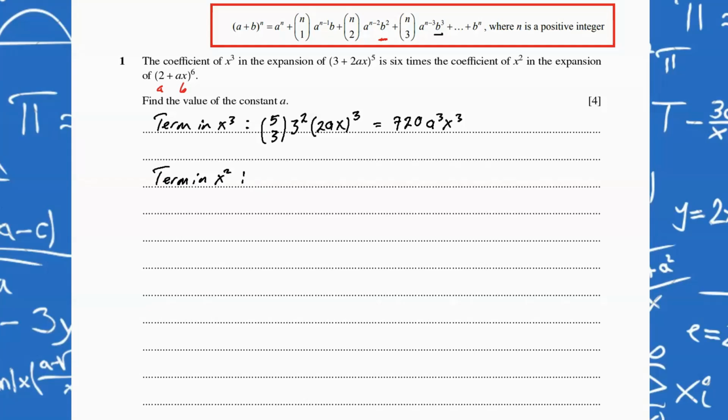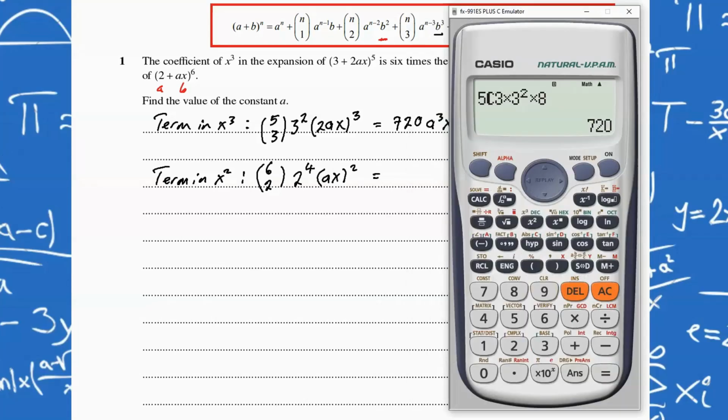So that's n choose 2, where in this particular case that's going to be 6 choose 2, and it's a to the n minus 2. A is 2, so that's 2 to the 6 minus 2, so that's 2 to the power 4, and that's of b squared, which is (ax) squared. Let's simplify this. So we're saying that 6 choose 2 times 2 to the power 4, which is 16, will give us 240. So it's 240a squared x squared.